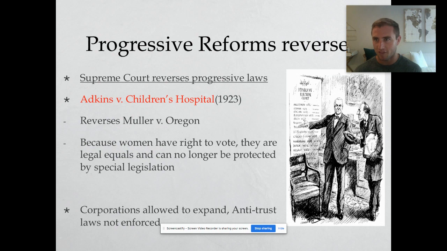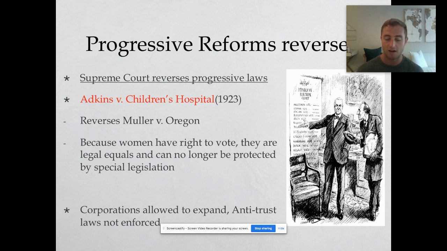Okay, with this conservative era, we see some reverses of progressive reforms. Adkins v. Children's Hospital is a reverse of Muller v. Oregon. Muller v. Oregon was protection for women in the workplace. The decision by the Supreme Court in Adkins v. Children's Hospital was, since women now are political equals to men with the 19th Amendment, they therefore shouldn't be protected by special legislation. So we do see a shift in progressive, a loss for workers here.